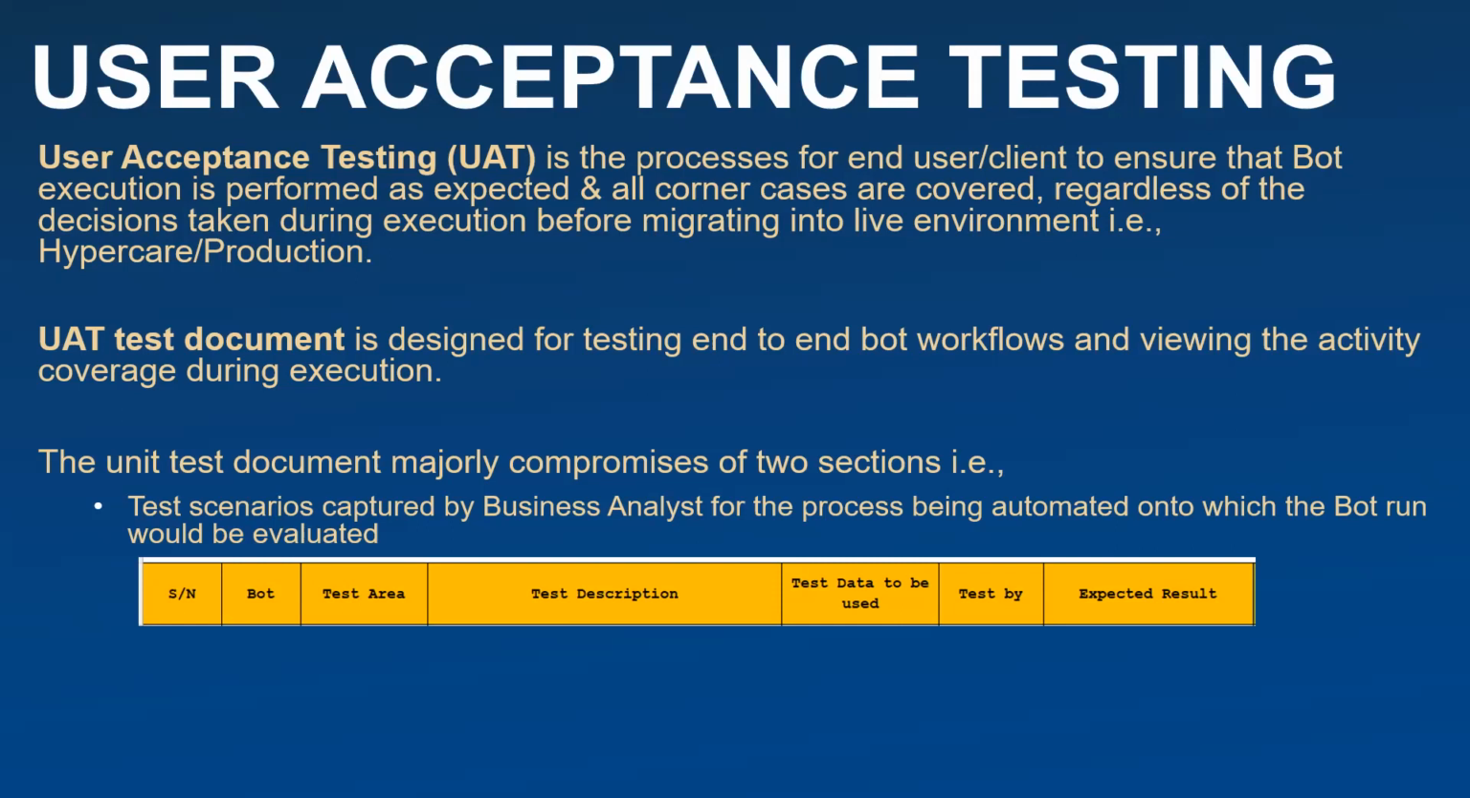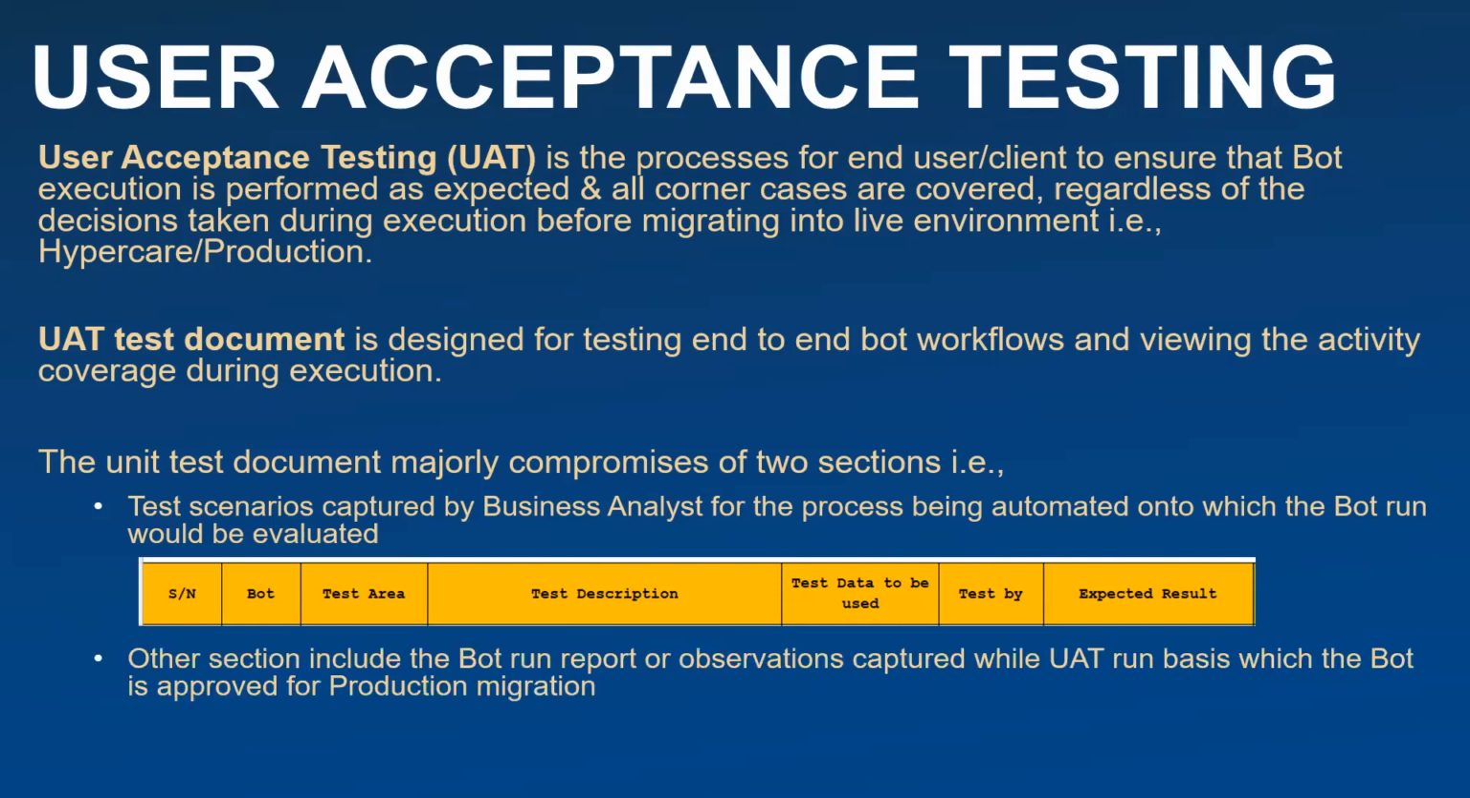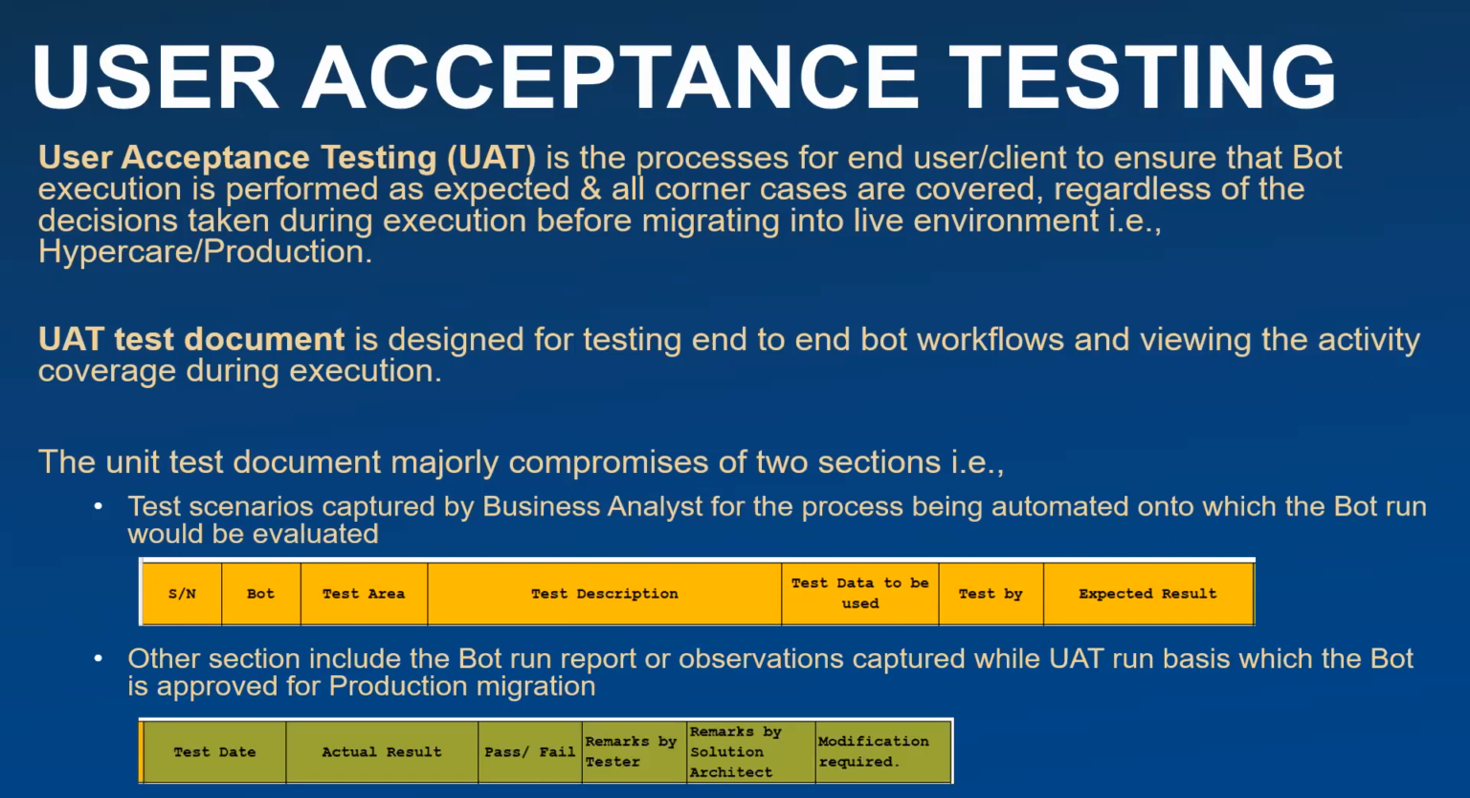Once your bot is complete and you are ready for a UAT run, and you execute the bot in front of the client, there comes another section where the bot observations or run report is drafted. It has columns like test date, on which date it was tested, the actual result of the bot, whether the scenario has passed or failed, and the remarks by the tester. We'll discuss in detail why it comes up, the remarks by the solution architect, and the modification required.